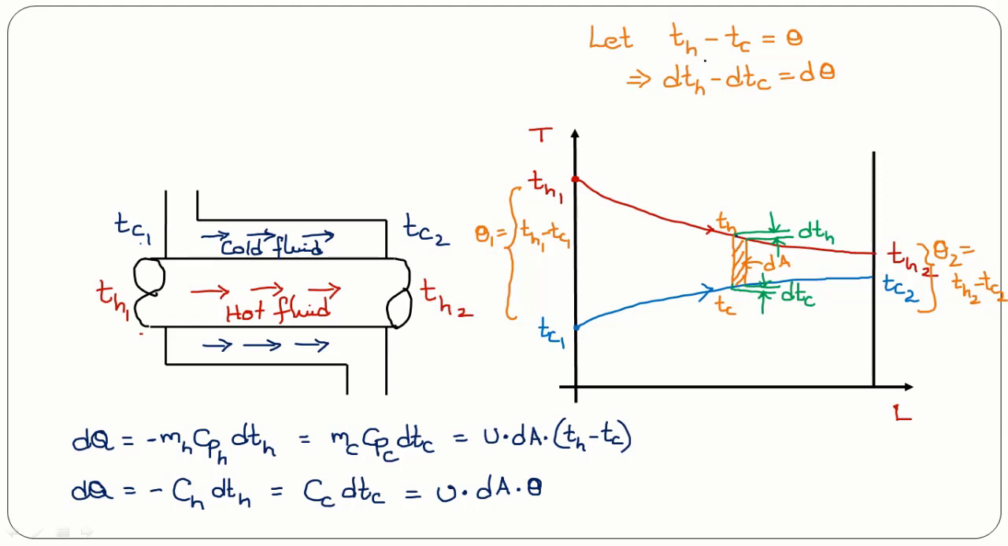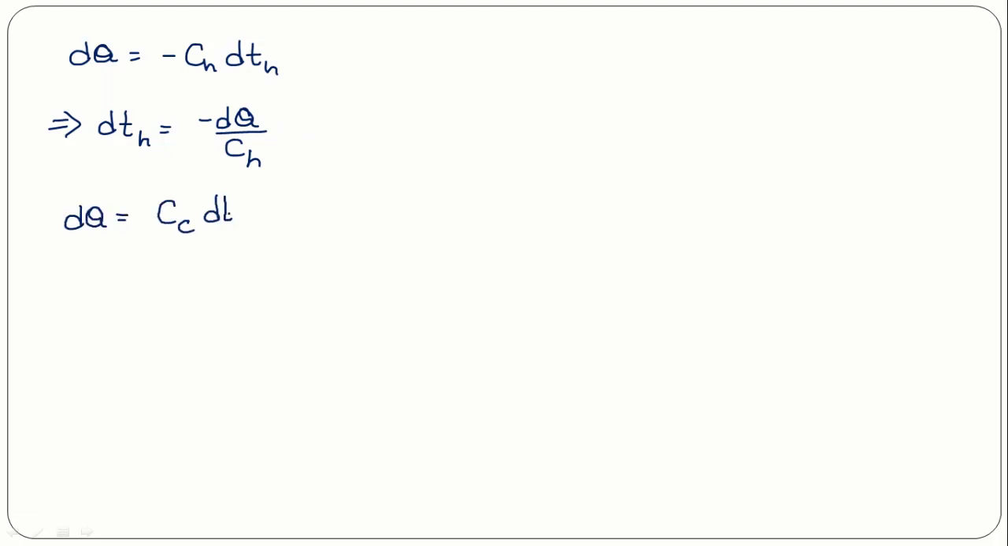Because Th minus Tc, we have considered it as theta here. Now, if we consider these two, dq is equal to minus Ch into dTh. So from this, dTh can be written as minus dq by Ch, and similarly if you take dq is equal to capital Cc into dTc, then from this you can write dTc is equal to dq by Cc.